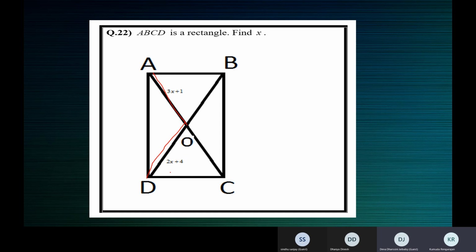How do we find x? Ma'am, x is equal to 3. Yes, 3. What is the property? Diagonals are equal. Devadarshini wants to say something. Yes, tell me. Ma'am, diagonals are equal. Okay. Read what you've written in your book.